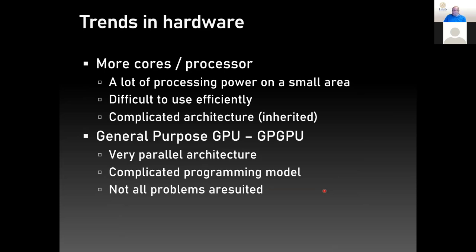Trends in hardware, I think we already talked about that. More cores per processor. The clock frequency doesn't decrease, but you get more compute performance per processor.